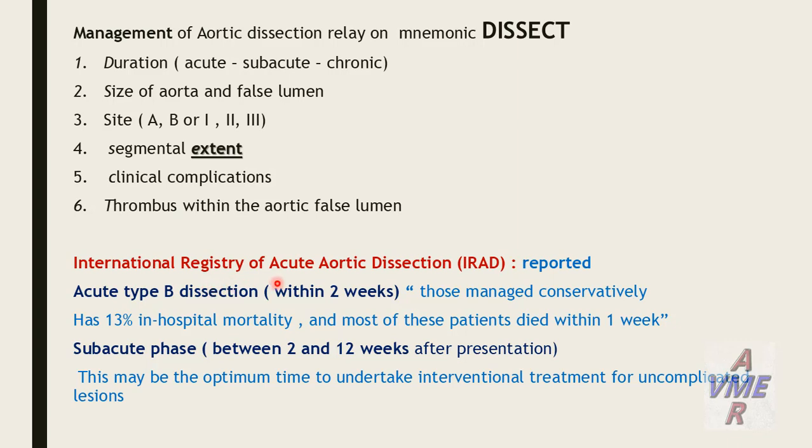The International Registry of Acute Aortic Dissection reported that acute type B dissection, meaning within 2 weeks, managed conservatively, has a 30% in-hospital mortality, and most of these patients died within 1 week. The subacute phase, meaning between 2 weeks up to 12 weeks after presentation, may be the optimum time to undertake intervention treatment for uncomplicated lesions. Intervention treatment here means TEVAR. So it's preferable to undertake interventional treatment in the subacute phase rather than in acute type B dissection, as it may have fewer complications.